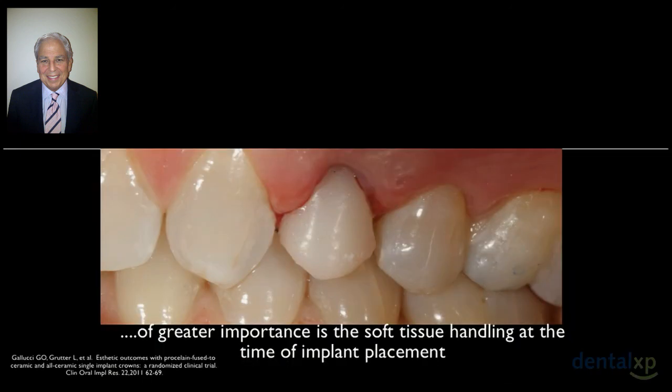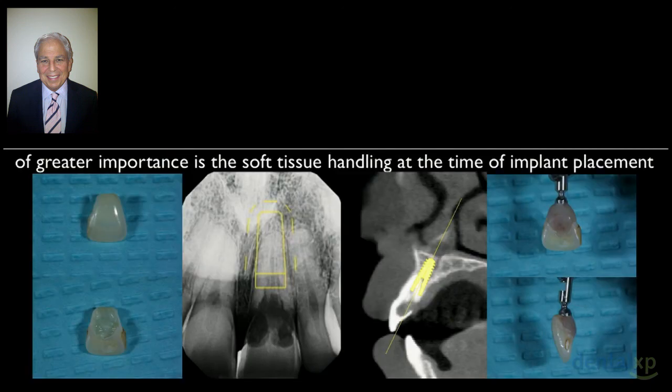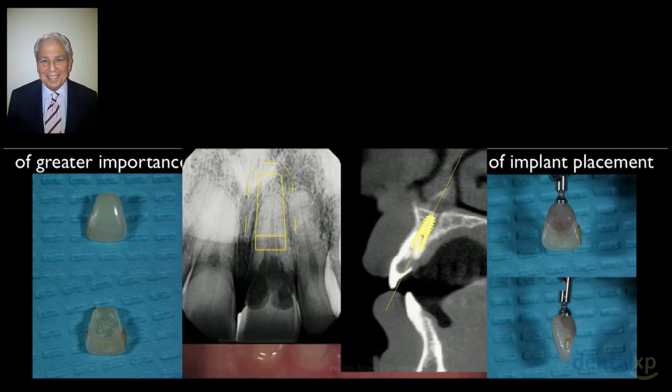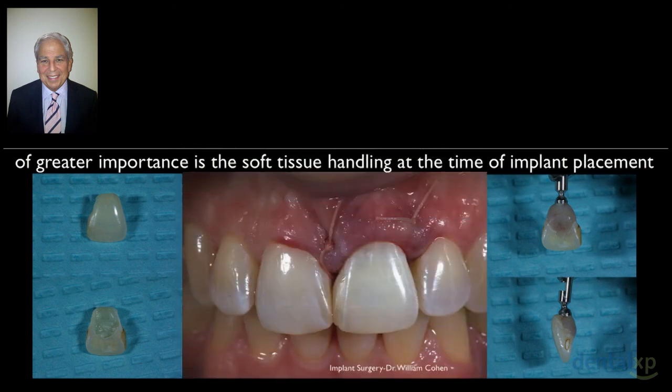I subscribe to what Dermot Gallucci said: of greater importance is the soft tissue handling at the time of implant placement. So what better way to shape the tissue than at the time of implant placement, even when we have such a dire situation with a tooth that is so externally resorbed? We can clean it out and bond it onto the abutment that we're going to be using, and then utilize that as our provisional restoration. This is optimal tissue handling at the time of implant placement.